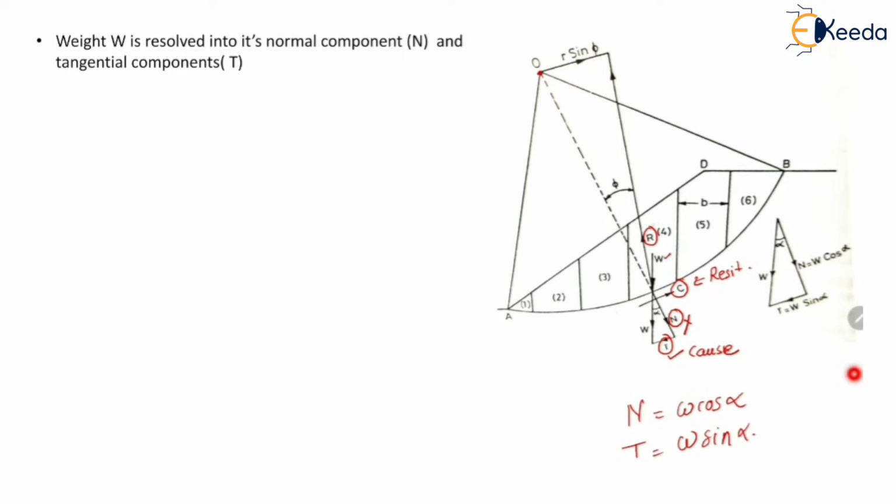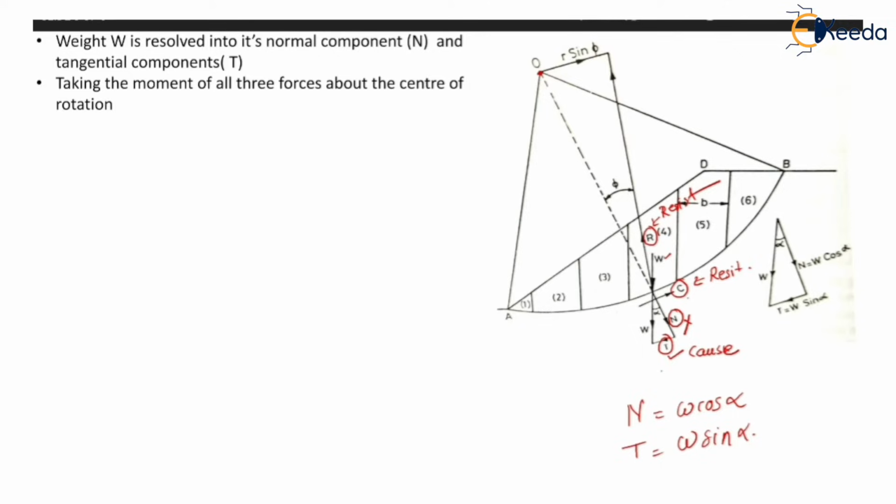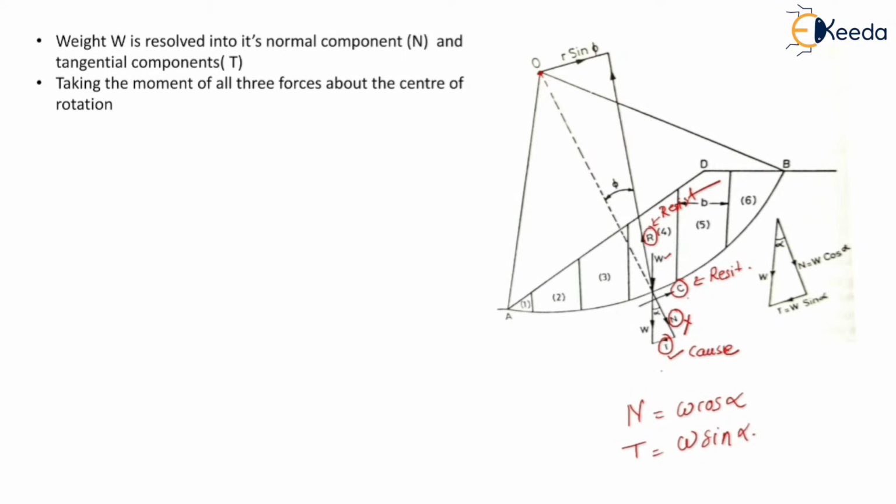Similarly, this reaction R will also try to resist the overturning. So here T is the factor which tries to cause the overturning, and C and R try to resist the overturning. Taking the moment of all these three forces about the center of rotation, the overturning moment will be equal to T into R. So T is acting at a distance R from the O. So this is the overturning moment.